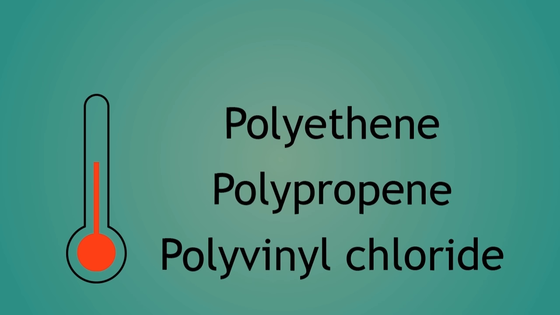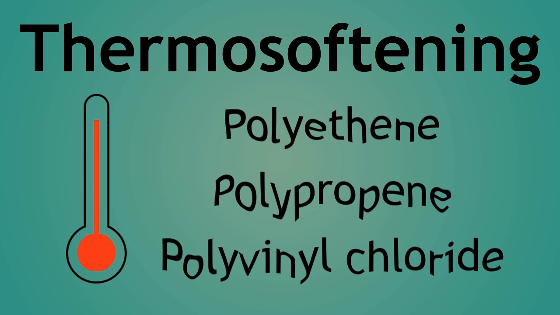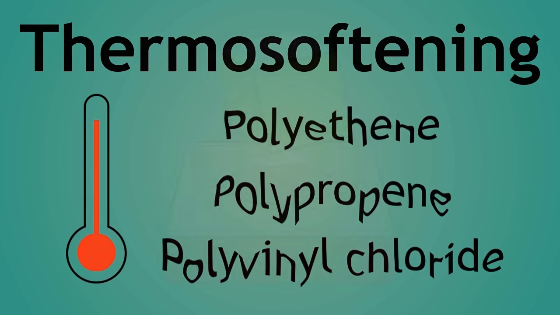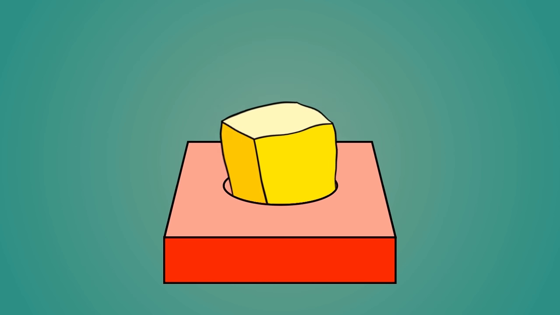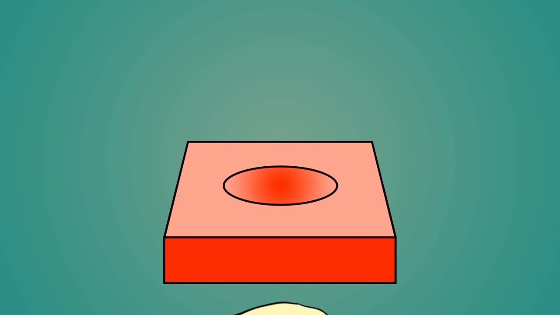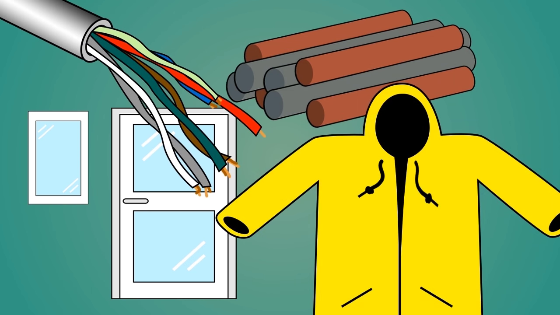Polyethene, polypropene, and polyvinyl chloride are thermosoftening polymers. This means that they soften when heated. When soft and in liquid form, they can be molded into many different shapes. These plastics are used to make many everyday items, such as window and door frames, pipes, wiring insulation, and waterproof clothing items, just to name a few.